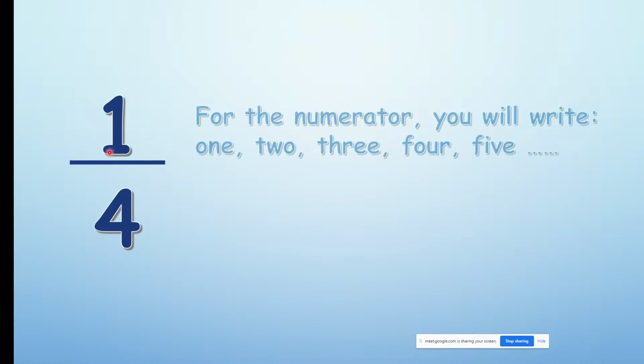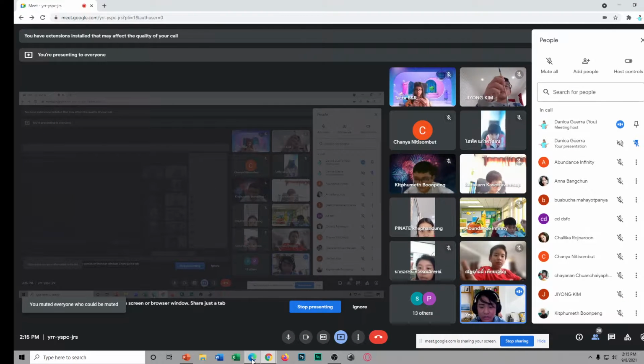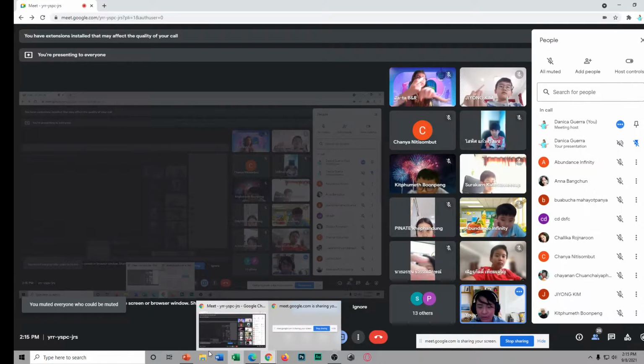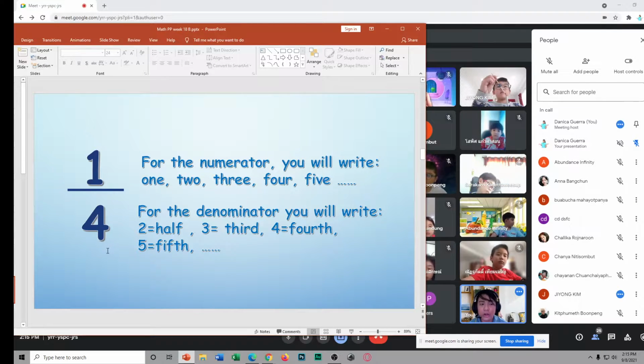For the numerator, we only write it as 1, 2, 3, 4, 5, and you will say it as it is, as the number, okay? Jiyong, what's that noise? You're making a noise. For the numerator, you will just write the number and say it as it is. Now, for the denominator, if you have number 2, then you will say half.